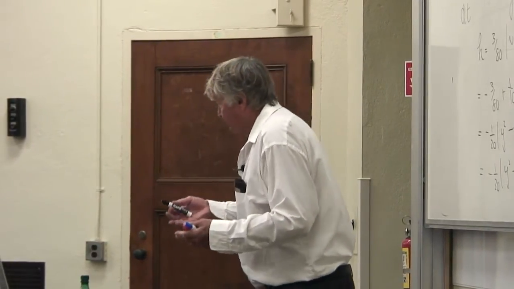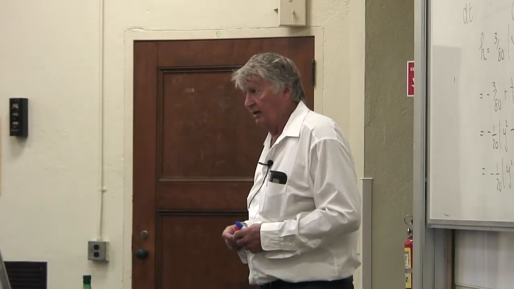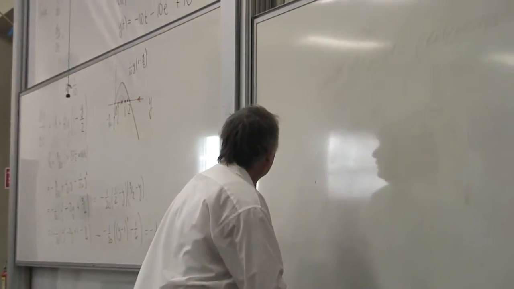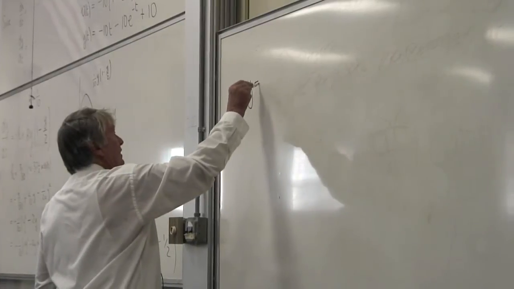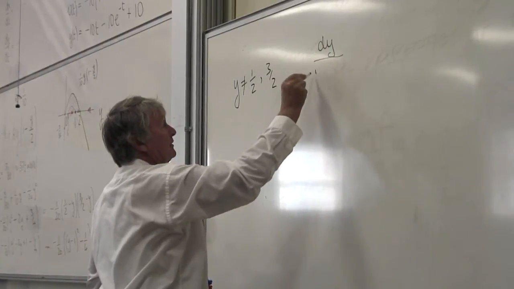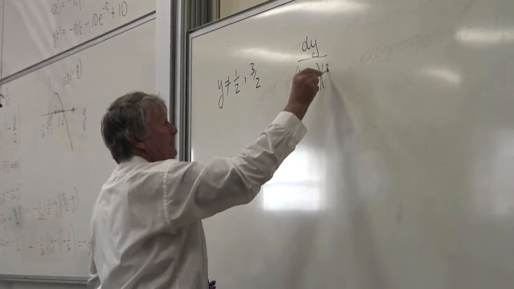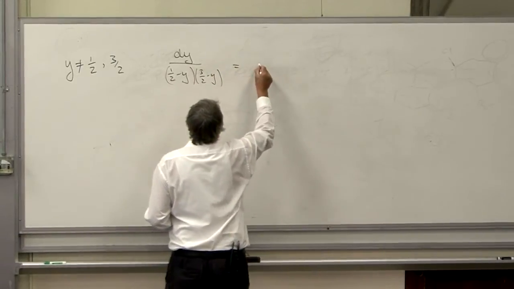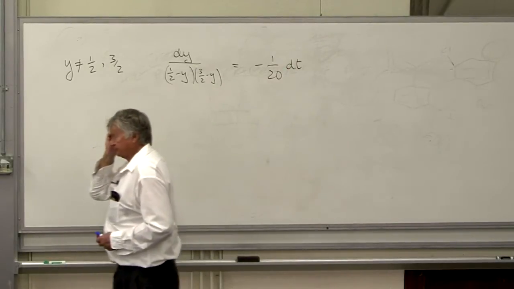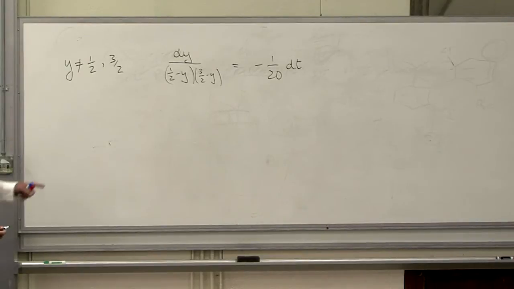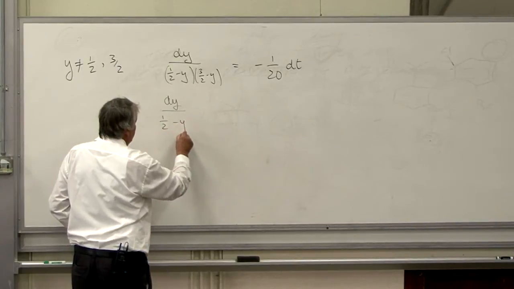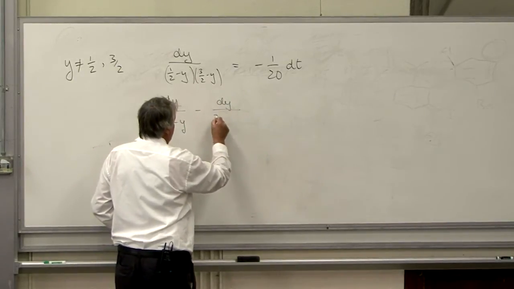Now let's solve and get an exact expression for y of t. To solve, it's a separable equation. So to solve for y not equal to a half or 3 halves, I have dy over (a half minus y)(3 halves minus y) equal to minus 1 over 20 dt. Now, this by partial fractions is this minus this.